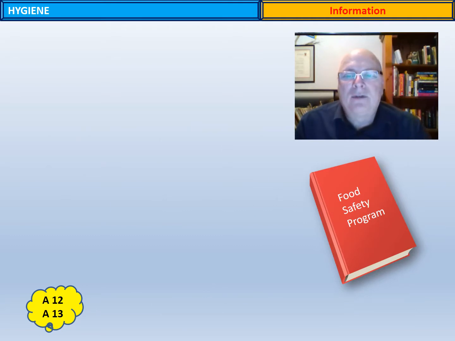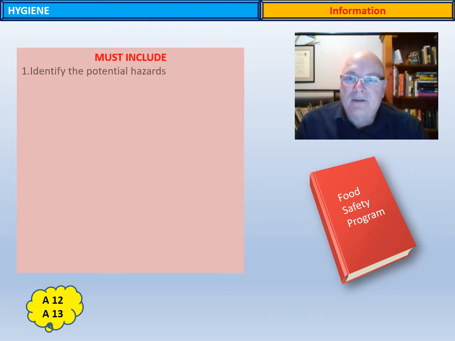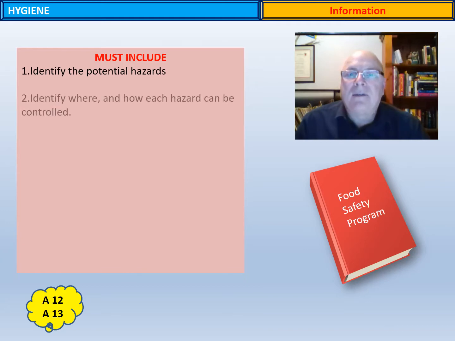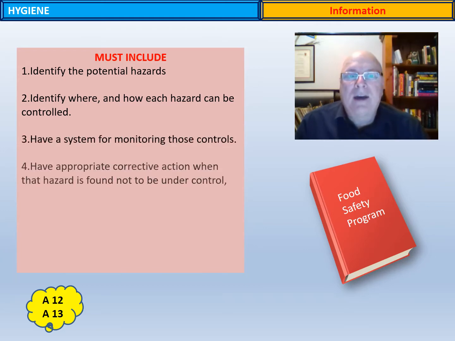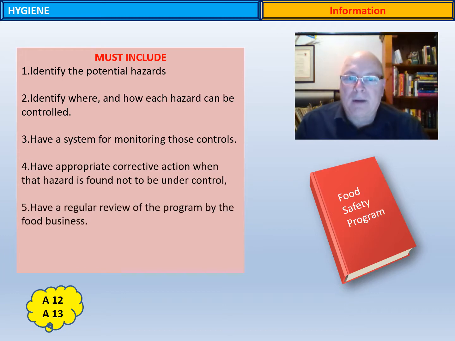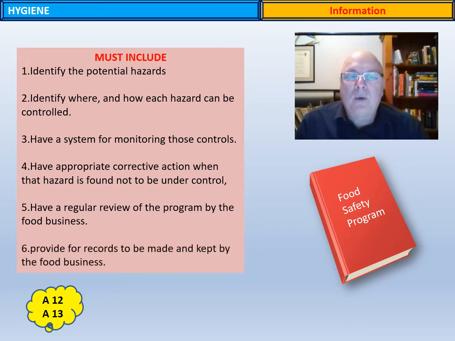All businesses that sell food are required to have a food safety program. Food safety programs are designed to keep food safe. This is done by identifying the hazards and controlling them. Food safety programs must include identifying the potential hazard, identifying where and how each hazard will be controlled, having a system to monitor those controls, having corrective action if that hazard is not under control, having a regular review of the program by the food business, and keeping records for the food business as well.